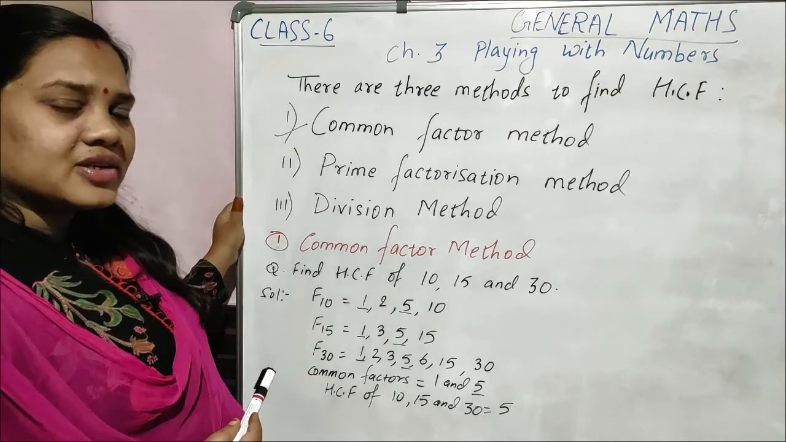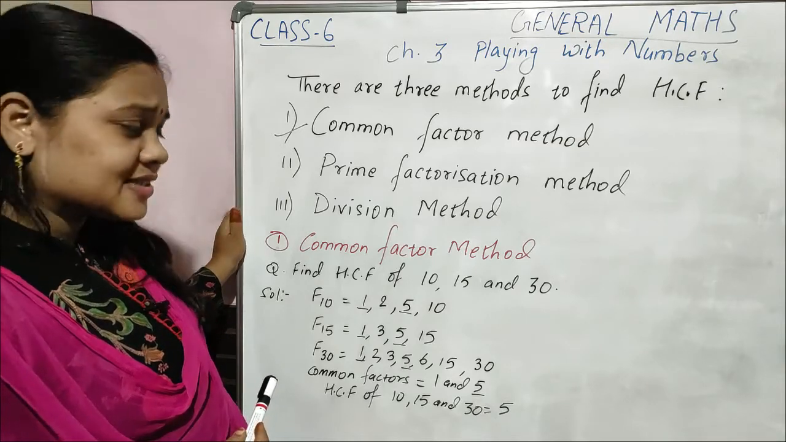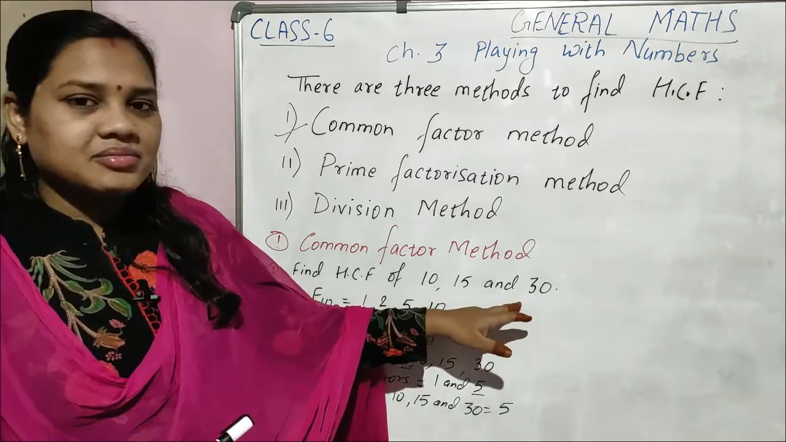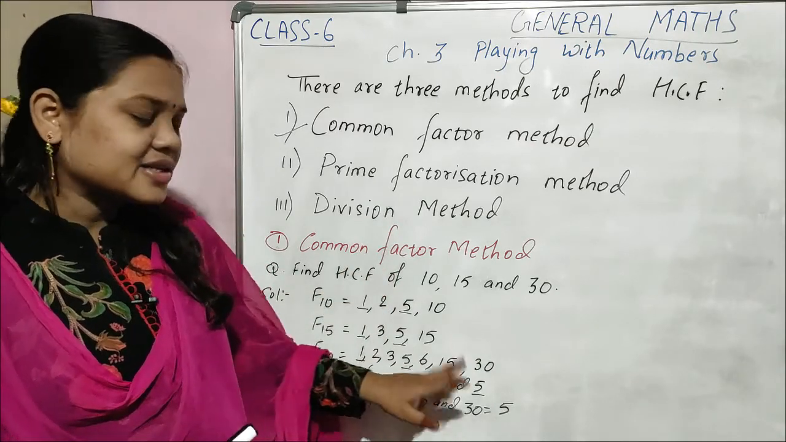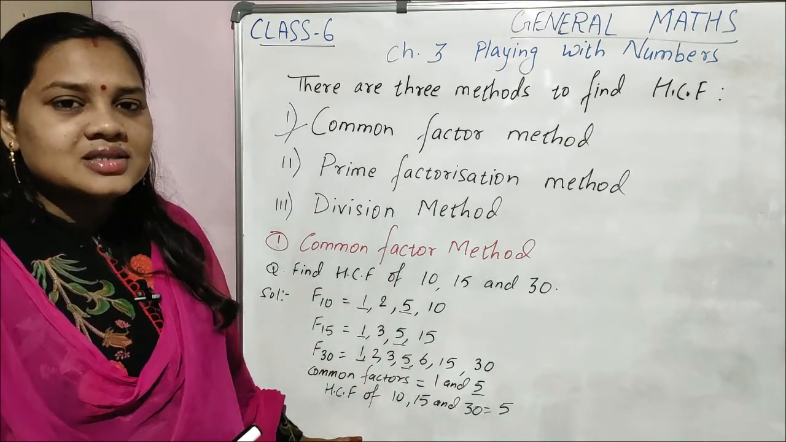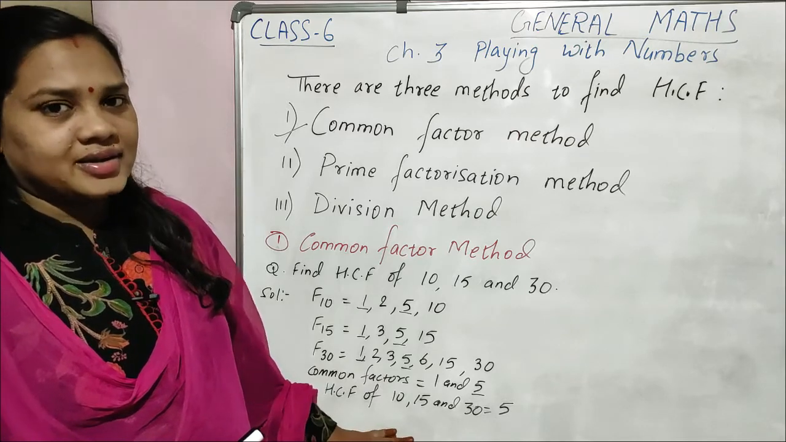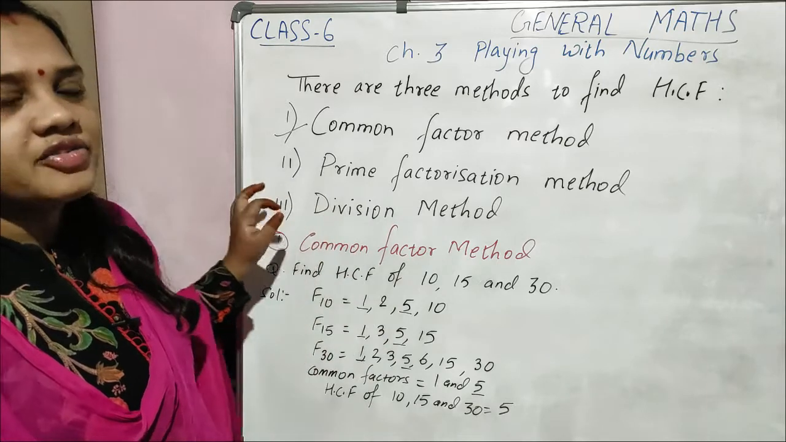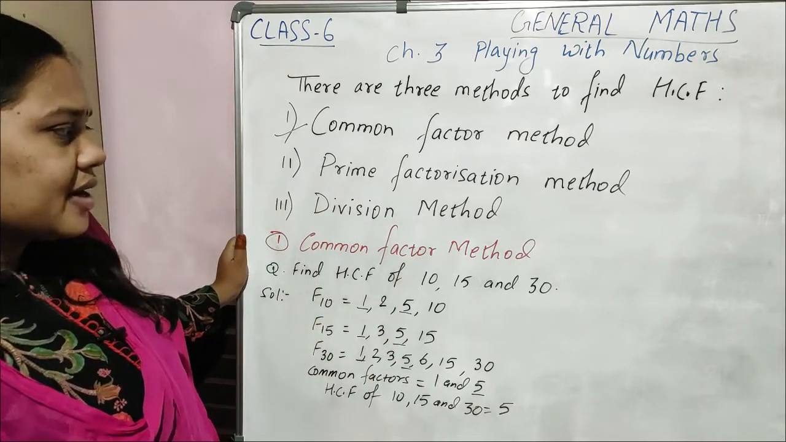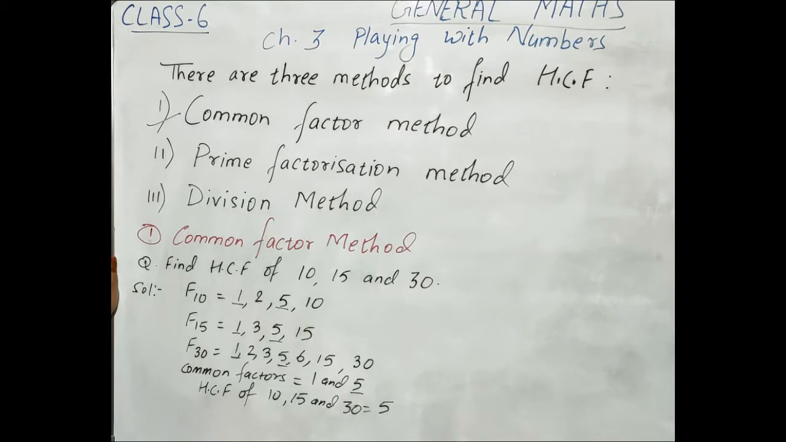What you have to do? First you have to find factors of the given numbers. Then you have to find common factors. Then in common factors, the highest factor is the HCF or GCD of the given numbers. So write down, children. Once again I will tell you, while writing, pause the video and write down. After completing only, you again continue the video.